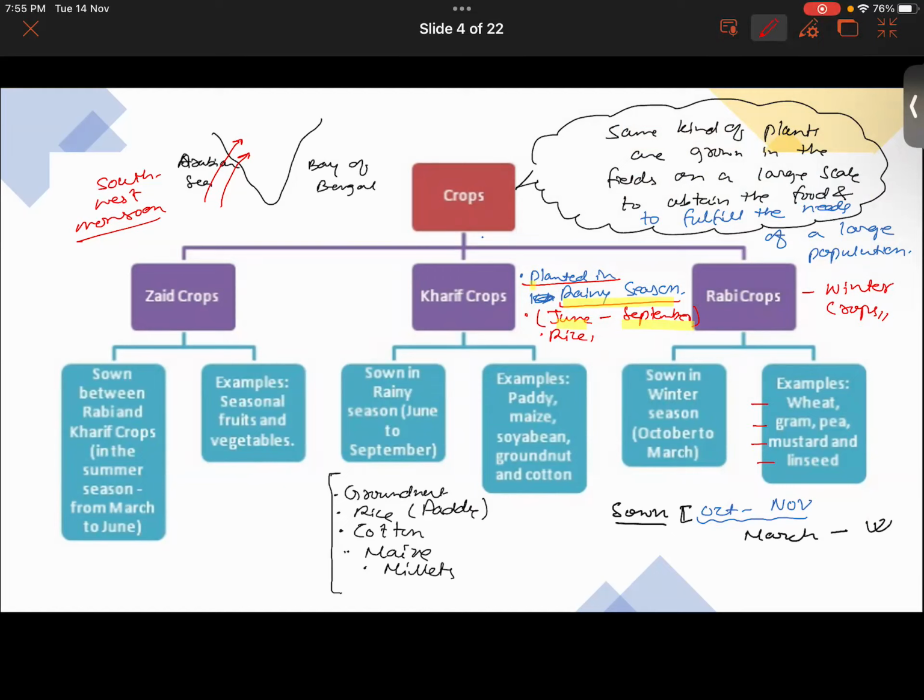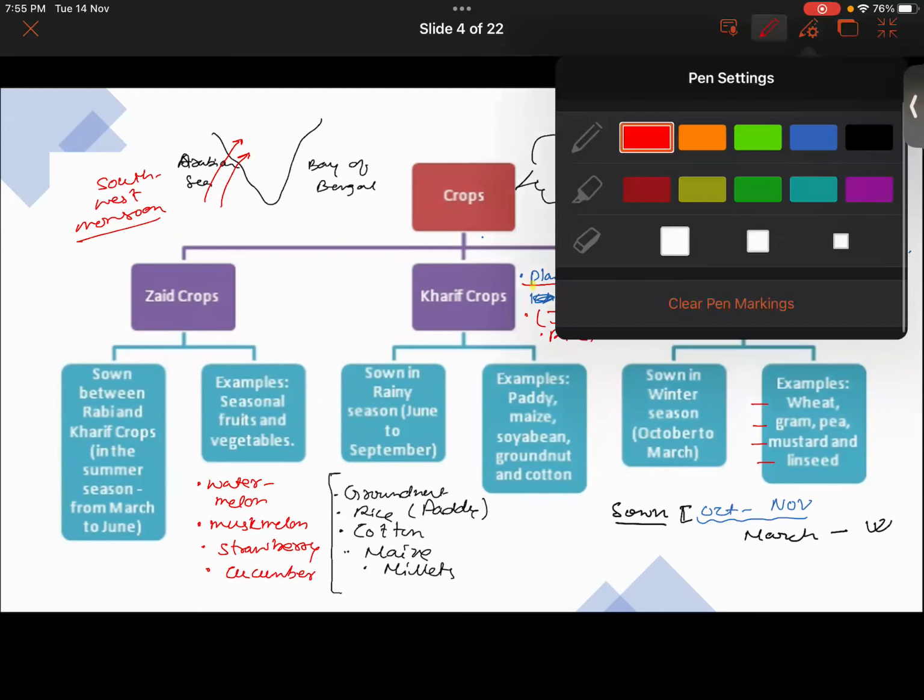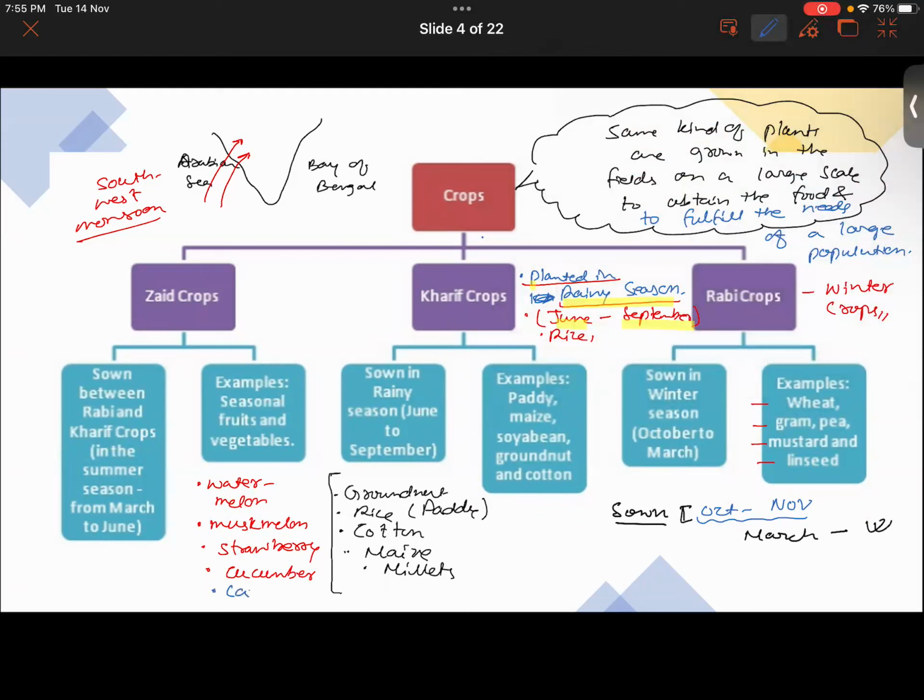Anyone who can quote some examples of zaid crops? Watermelon. Very good, watermelon. What else? Musk melon, cucumber. Strawberry. Exactly. Strawberry, very good. You have cucumber also? Okay now. Sir, carrot? Carrots, very good. What else? Any other examples?